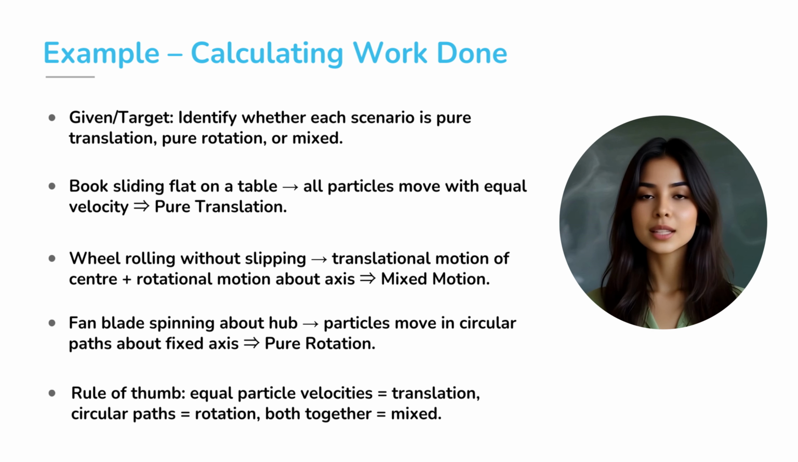Let's test our understanding with a quick classification game. First, a book sliding flat across the table without tilting, that's pure translation. Second, a wheel rolling smoothly without slipping, that's translation plus rotation. And third, a fan blade spinning about its hub, that's pure rotation. The trick is simple. Check whether all points share the same velocity, whether they all revolve around an axis, or whether both effects are combined. With practice, you can identify the type of motion in seconds.